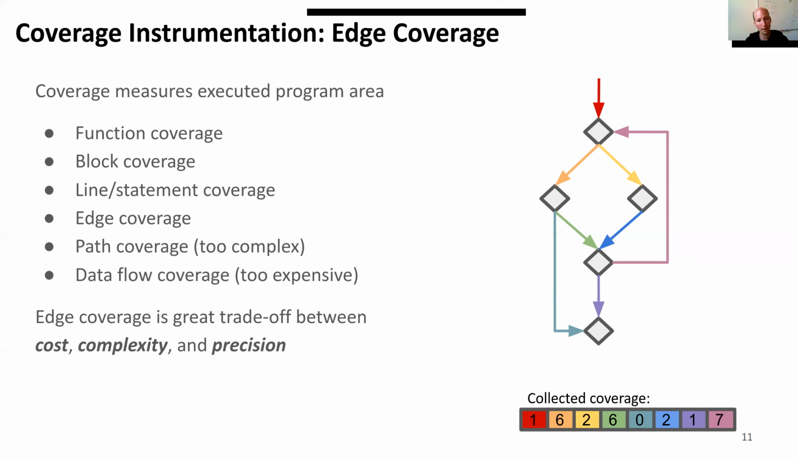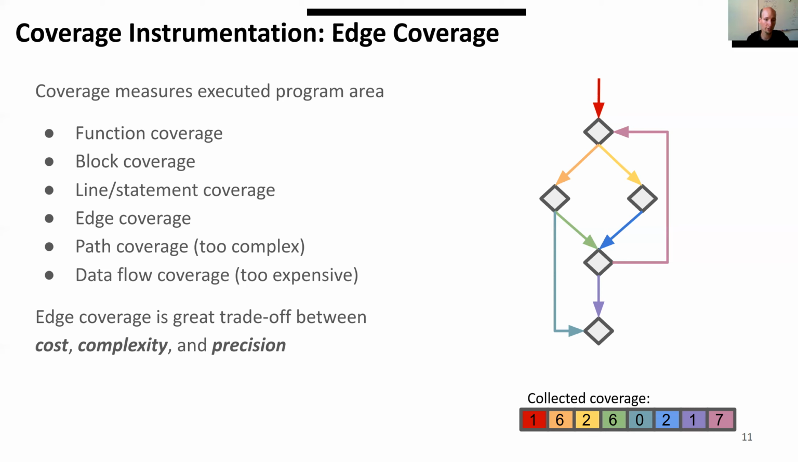Compared to that, path coverage would tell us what is the actual path? When did we loop? What path did we take in each loop? How did it alternate and so on? So path coverage would be more precise, but it's also much more expensive to collect. Because we can no longer store path coverage in a fixed array, but we actually have to continuously append new information to path coverage to keep track of it.